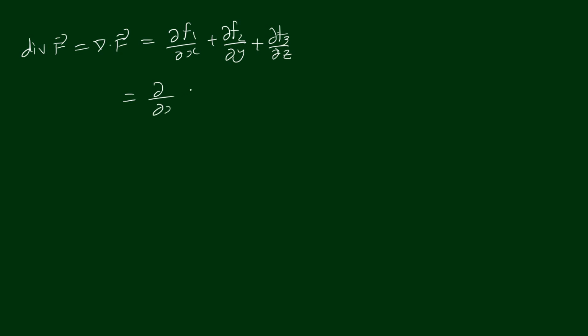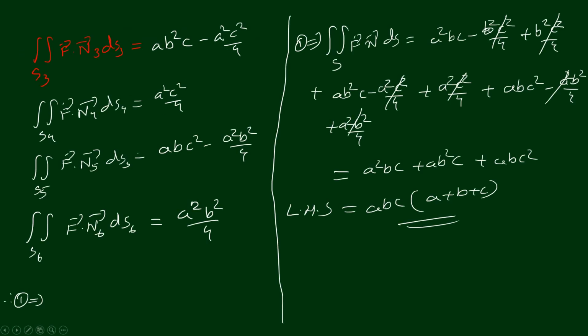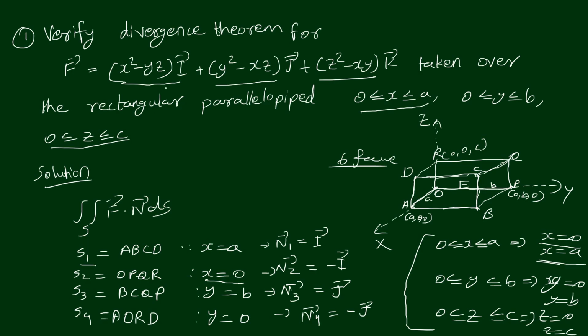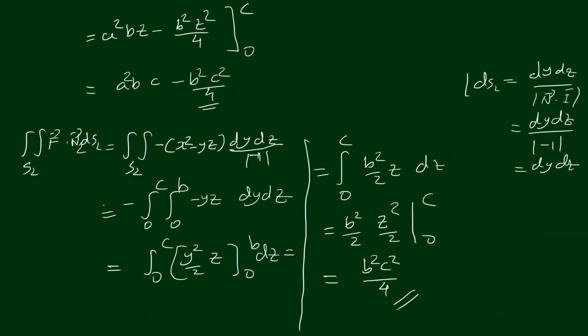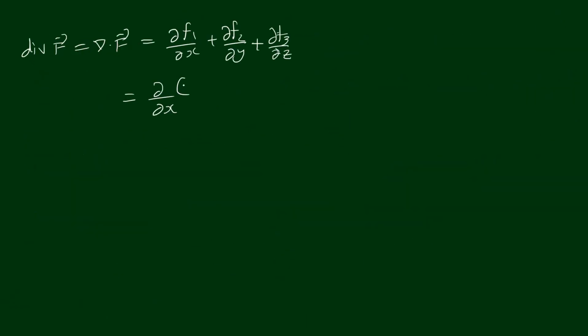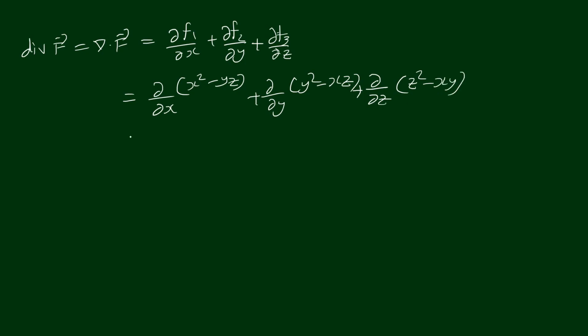So that is dou by dou x of f1, and f1, f2, f3 are these. This is your f1, this is your f2, this is our f3. Substitute here and just find the partial derivatives: dou by dou x of x square minus yz, plus dou by dou y of y square minus xz, plus dou by dou z of z square minus xy. The partial derivative with respect to x of x square is 2x. The partial derivative of yz is 0 because it is constant.